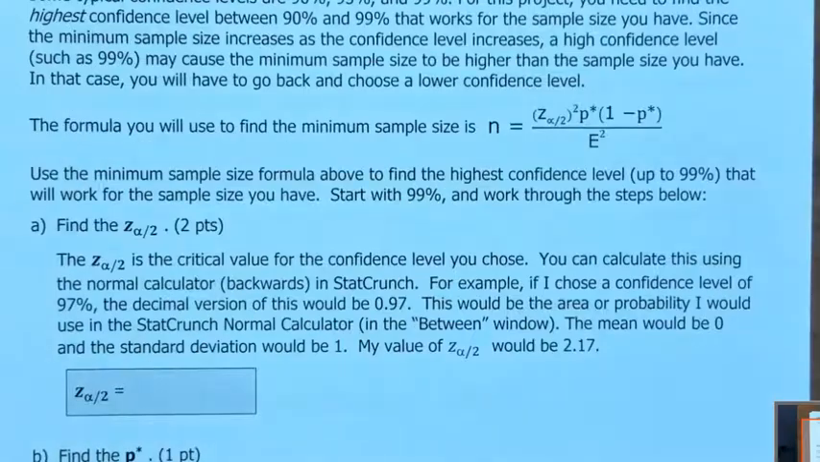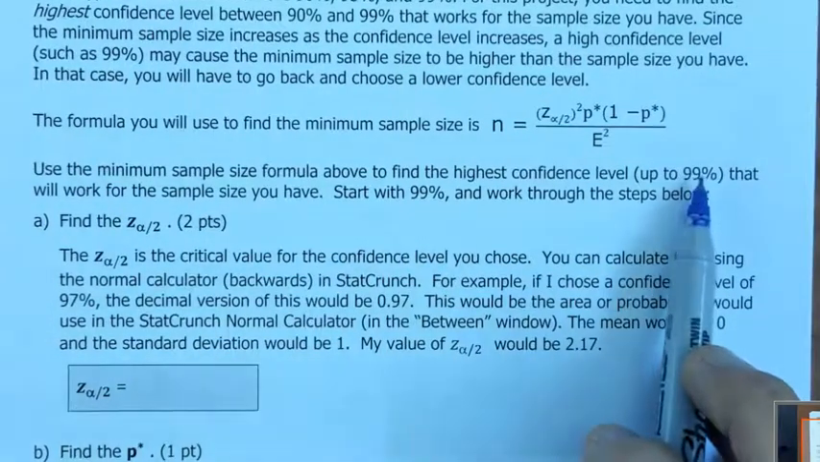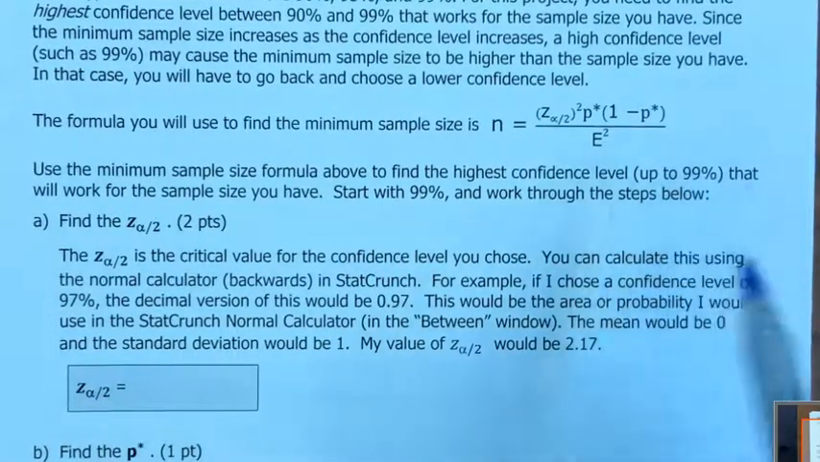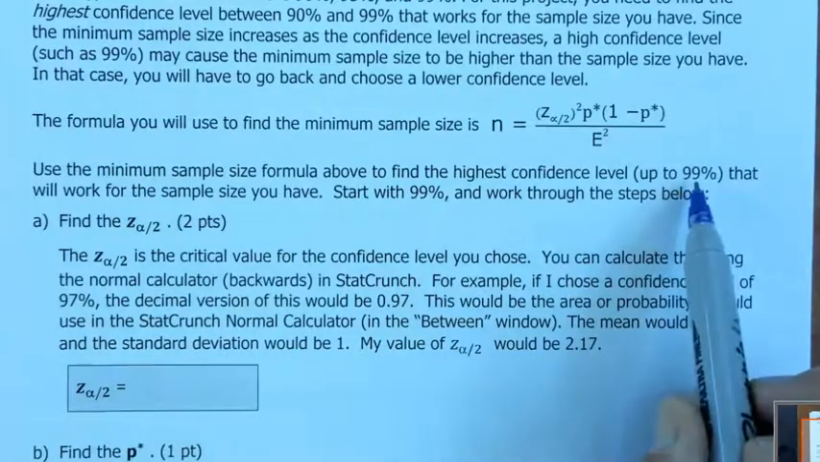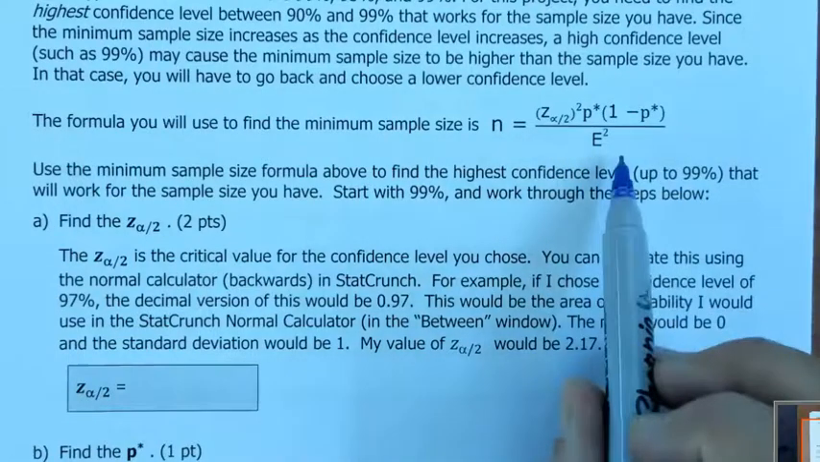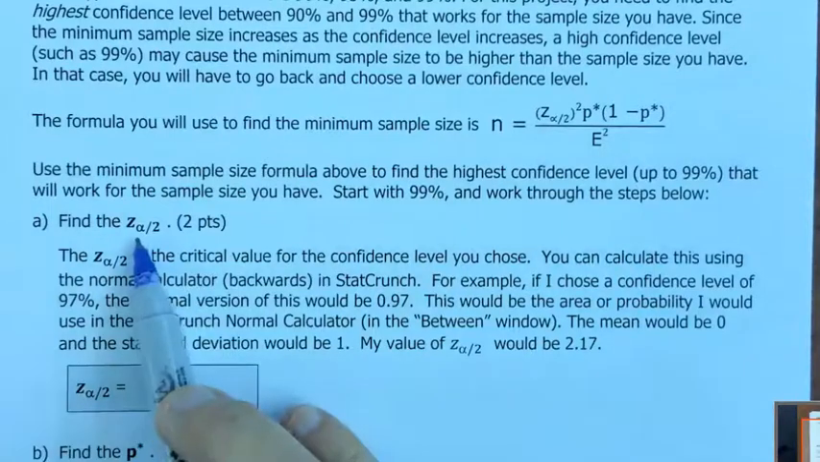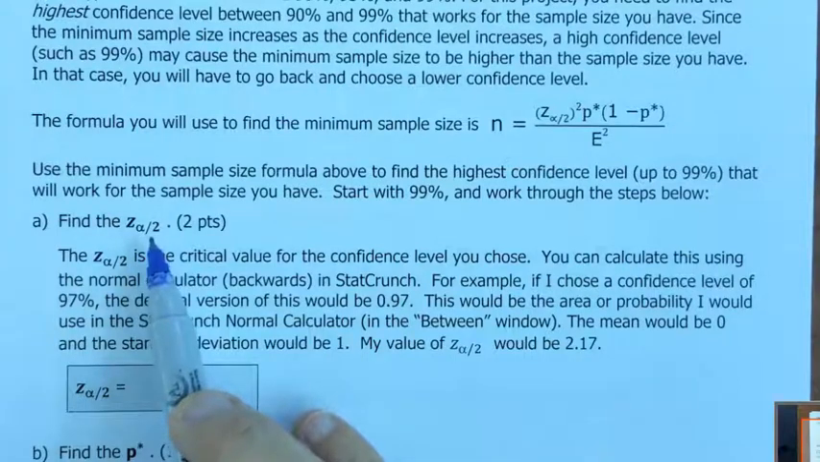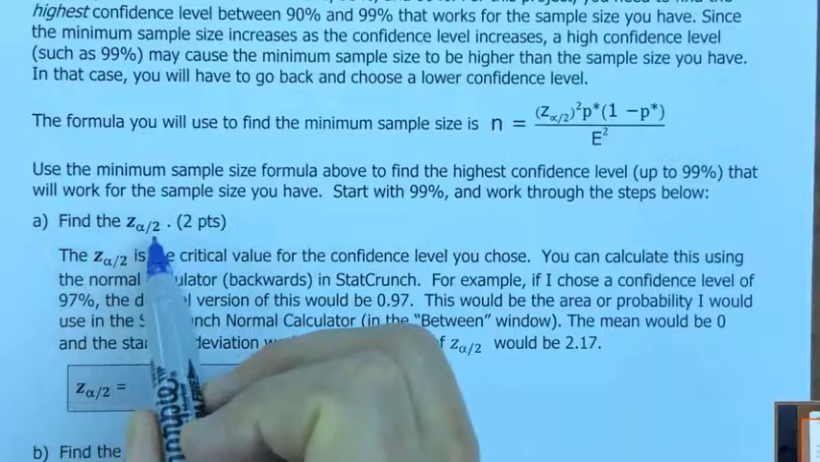To get started with this, what you're going to do is start with the highest confidence level we would want to think about with this, which would be 99%. So go ahead and start with a 99% confidence level, and then you're going to work through this formula using that confidence level and see what you come up with. The first thing you need to do with that confidence level is to find the critical value that goes with it. And the way we would say this is Z of alpha over 2.